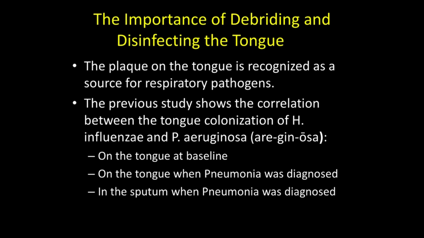First of all, in this study, and we're going to talk about that a little more in depth, they took tongue scrapings and found samples of those two particular bacteria. Then when pneumonia developed, they again took tongue scrapings and they also took sputum samples and compared and found these bacteria in there. So let's talk about the study.